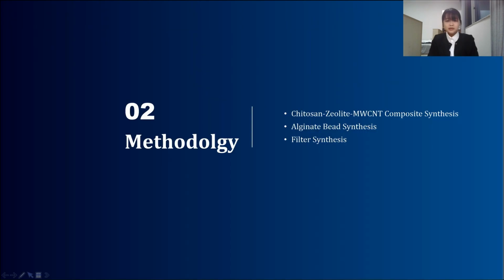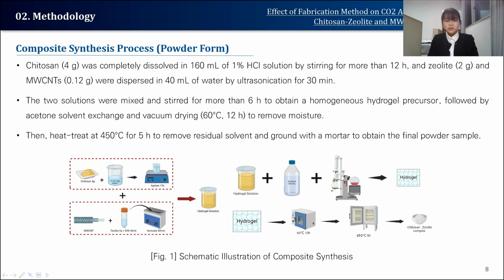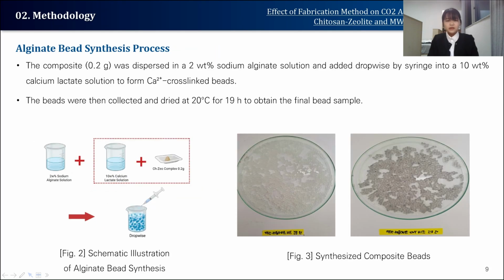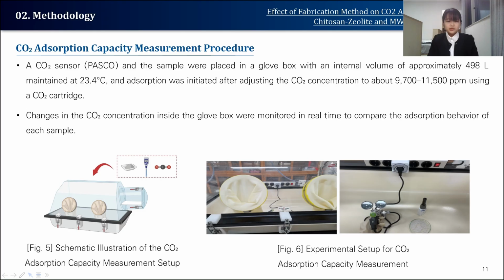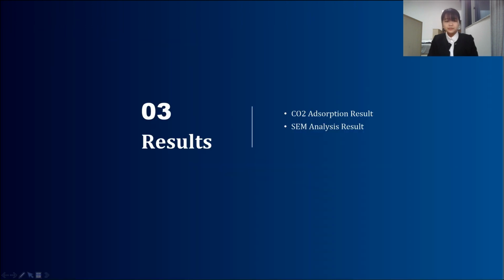Next, I will explain the methods. The powder type composite was prepared according to the schematic procedure shown here, and the bead type and filter type were prepared according to the diagram shown here too. The CO2 absorption experiment was carried out in a glove box. After adjusting the CO2 concentration, the change in concentration was measured in real time. Now I will move on to the results.